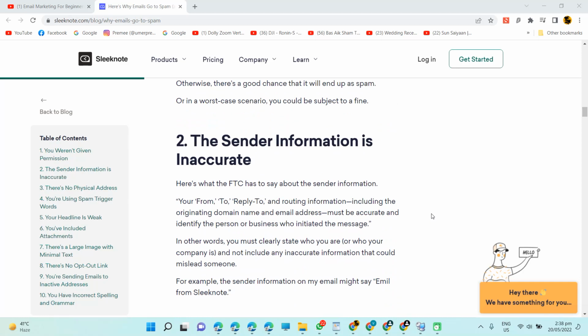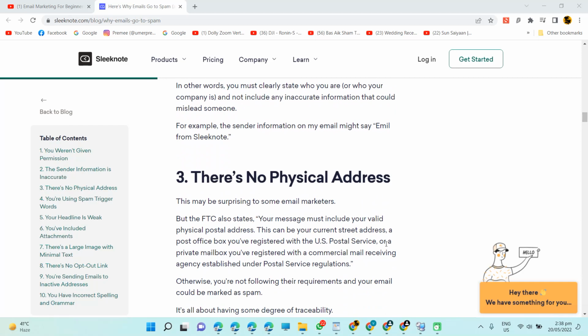The sender email is incorrect. Here is what the FTC has to say about the sender information: your from, to, reply to and routing information, including the originating domain name and email address, must be accurate and identify the person or business who initiated the message. In other words, you must clearly state who you are, your company or not, and not include any inaccurate information that could mislead someone. For example, the sender information on an email might say email from Slick Note. There is no physical address.